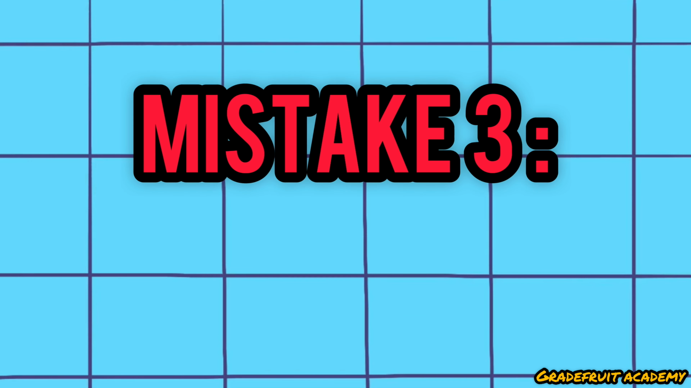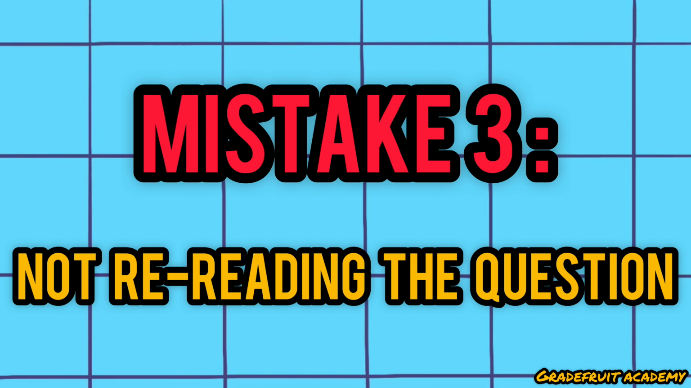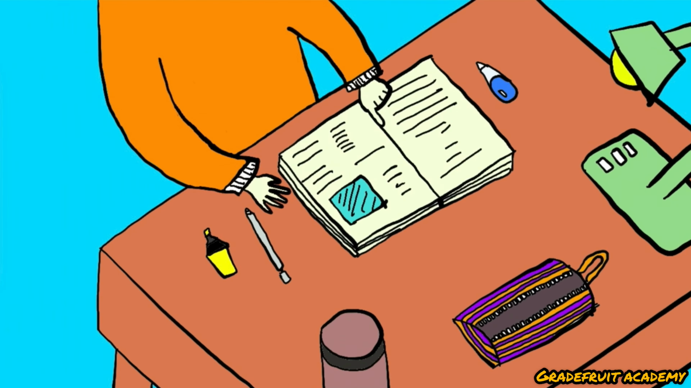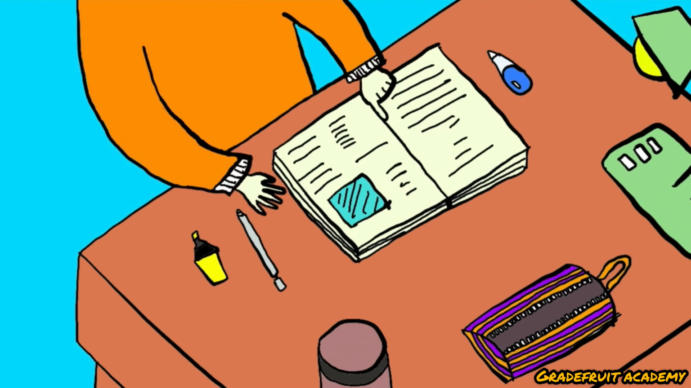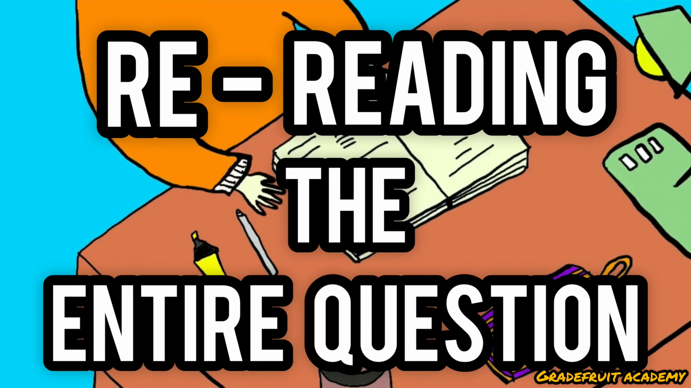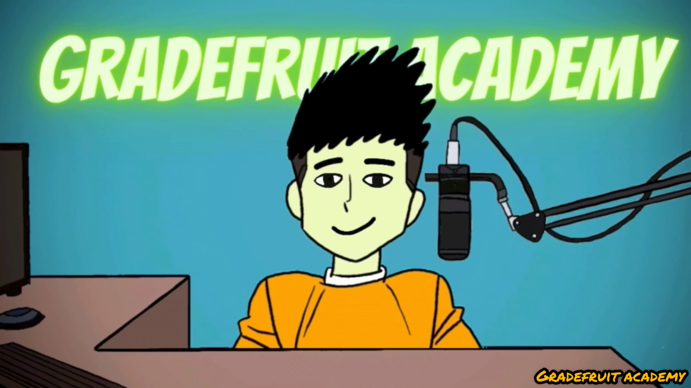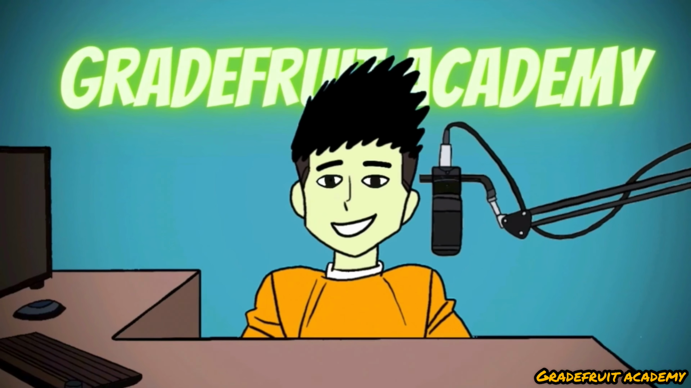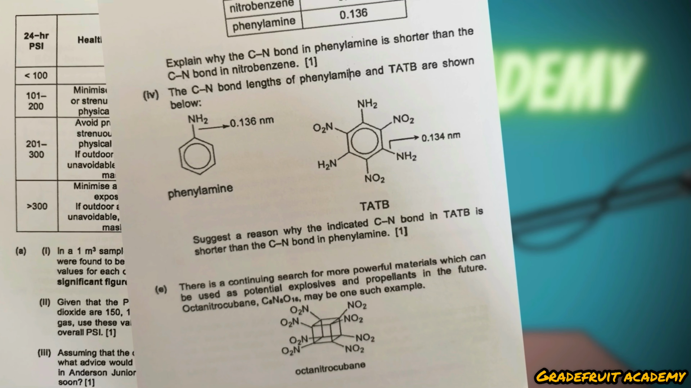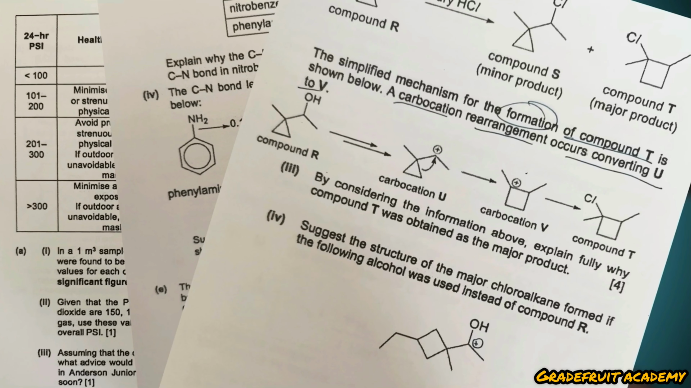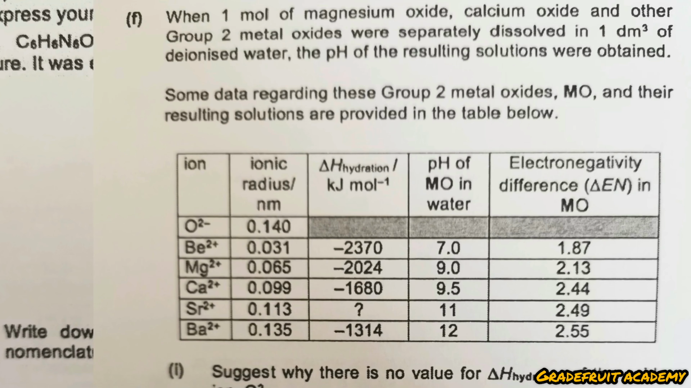And the third mistake that students make is not rereading the question. No, I'm not talking about reading the question, I'm talking about rereading the entire question again. I'm sure you will agree with me that the so-called harder questions are always those application questions with lots of information and weird looking compounds which you've never seen before. Which is precisely what makes it so painfully hard to apply the content that we've studied, right?